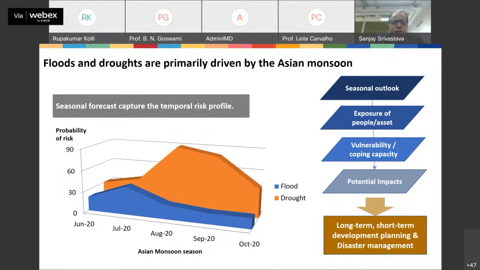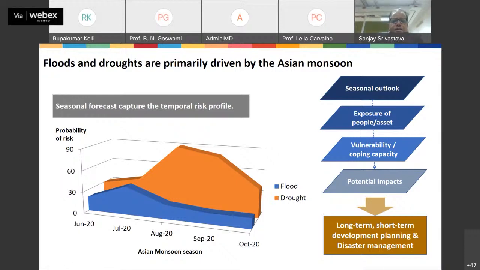So most of the seasonal forecast captures this Asian monsoon temporal profile. So you see, for example, the probability of the risk of the floods, which peaks from August to September, down the line to the October. Whereas in case of the drought, you see the other.